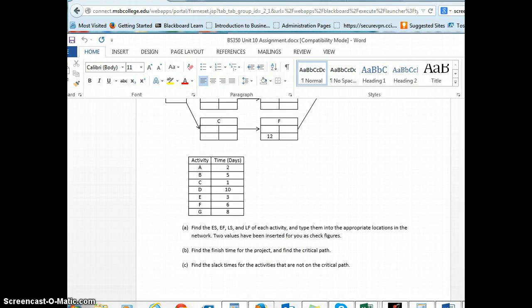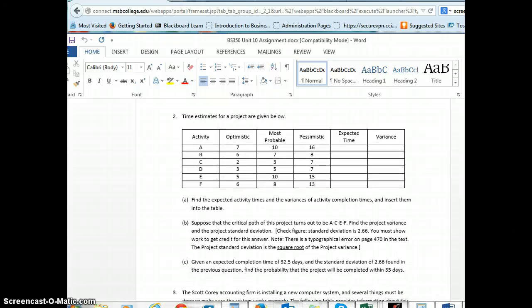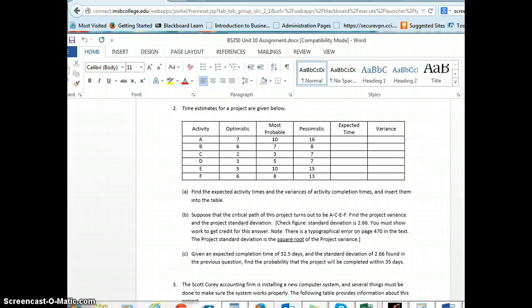So let's look at problem 2. In problem 2, you're given some time estimates for a project, and you're supposed to find the expected activity times and the variances of each activity time and put them into the table. So you're going to look at the formulas on page 464 of your textbook to get the expected activity times and the formulas for the variance times.